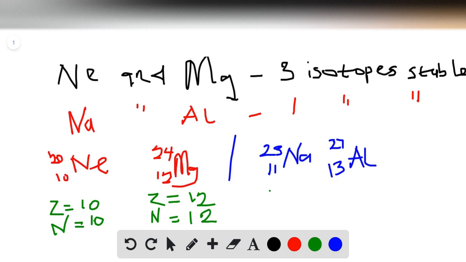And then compared to this, this will be 11, and then that will be 12, and then this will be 13, and then that will be 14. So comparing this, you can see that these ones, they have more stable isotopes based on their actual number of neutrons, proton numbers in the nucleon, compared to that of the sodium and then aluminium, we just only have one.